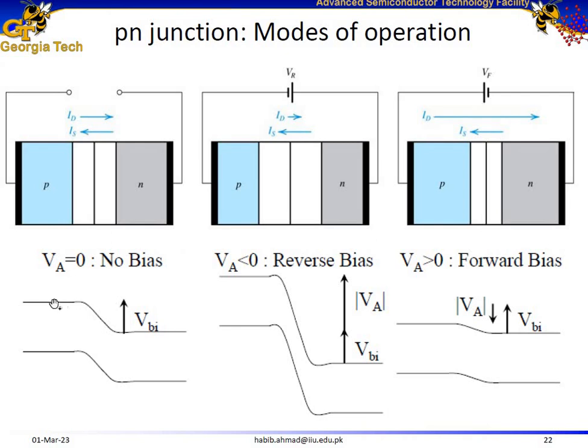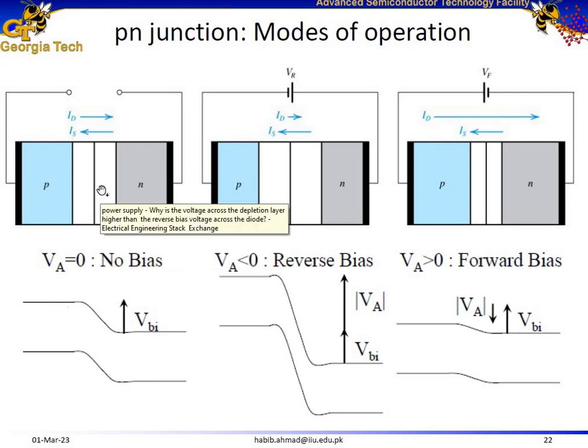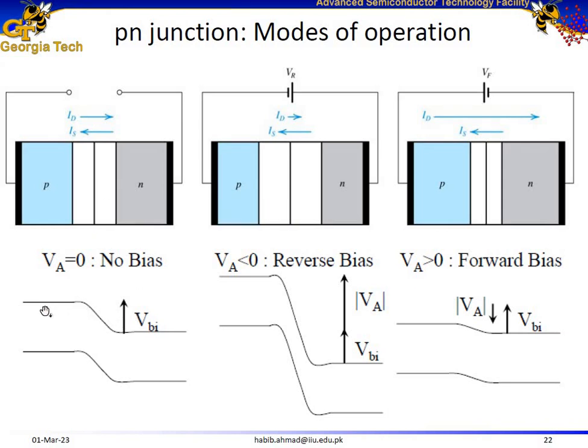And in that case, we get a depletion width because of the separation of the positive and negative charges. And then we get an energy band diagram with a built-in potential barrier for carriers to flow from one side of the junction to the other side.